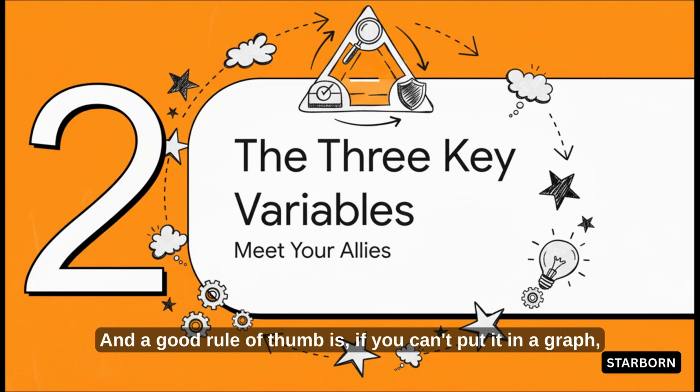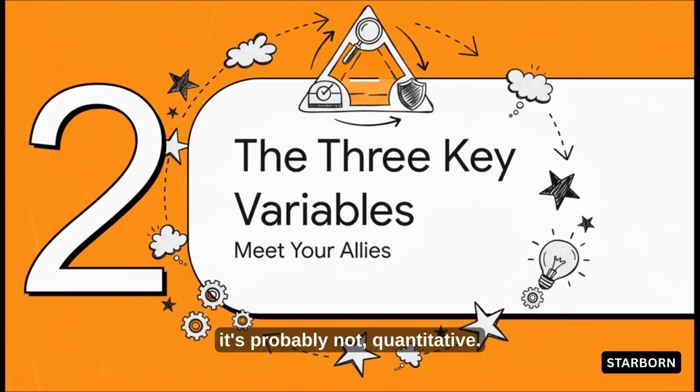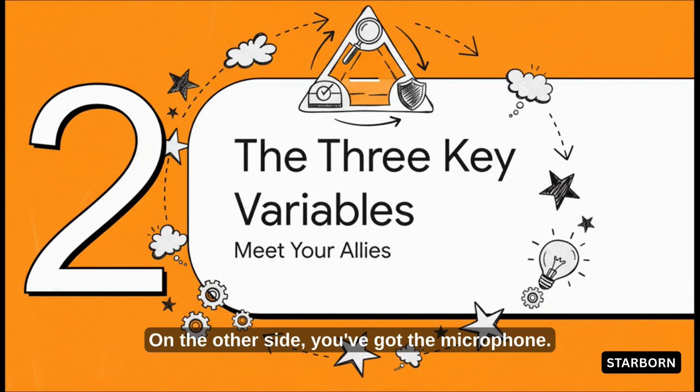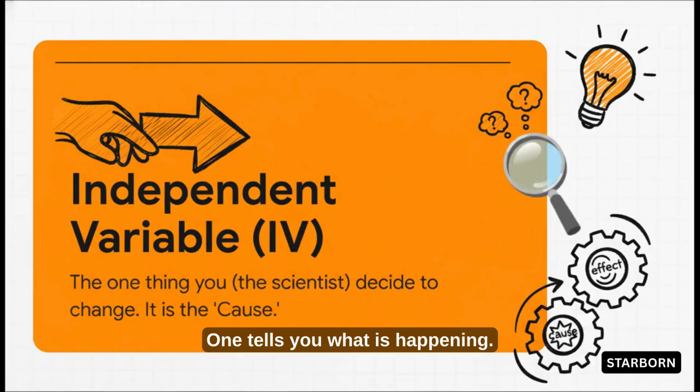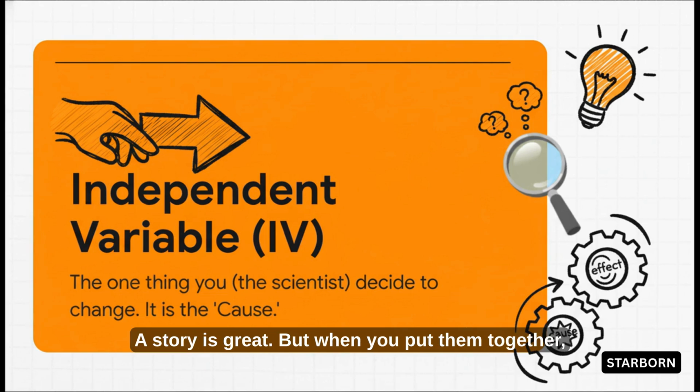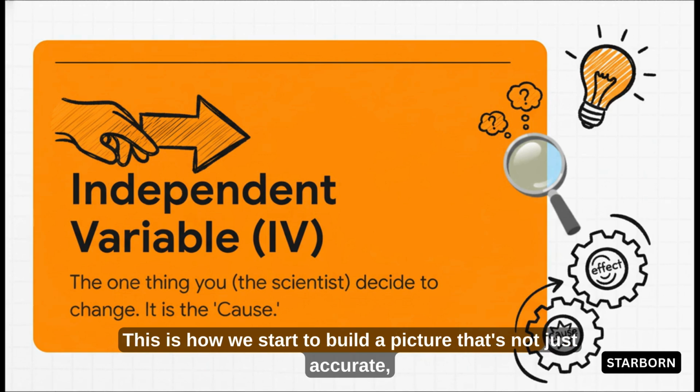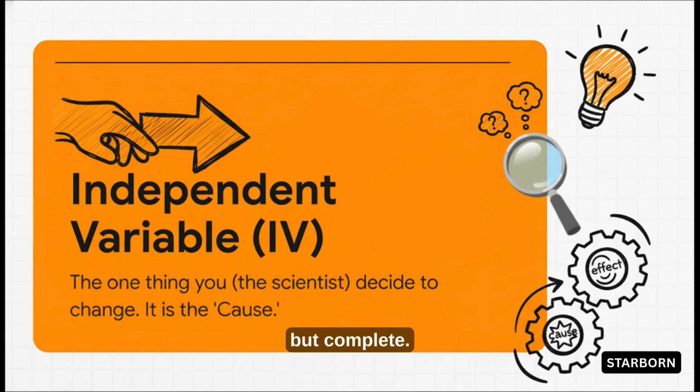Every solid experiment is built on what I like to call the holy trinity of variables. Getting to know them is absolutely crucial. So, let's break them down. Okay, first up, we've got the independent variable, or the IV for short. The main thing to remember here is that this is the one thing you, the scientist, are changing on purpose. You're testing it to see what happens. Just think of it as the cause in any cause and effect story.